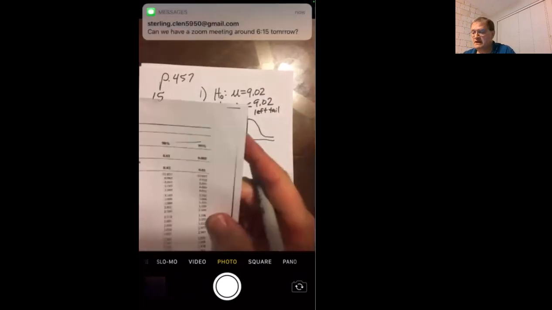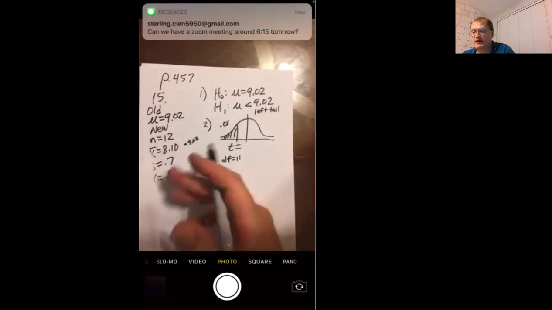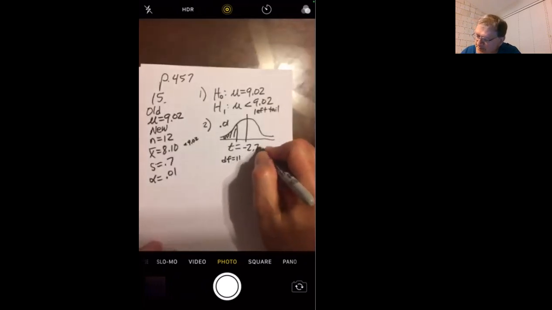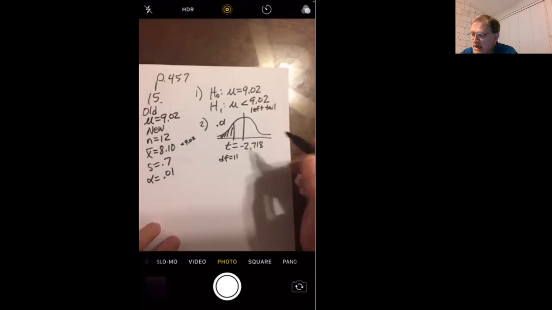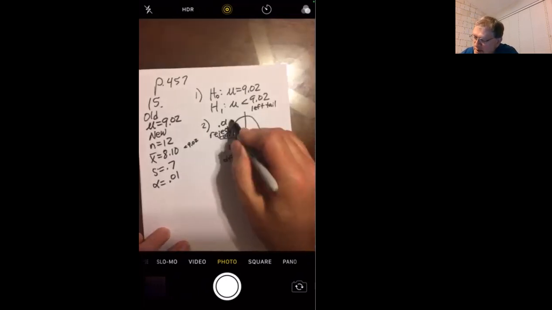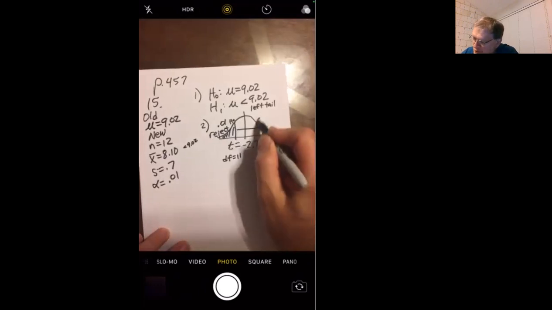Degrees of freedom 11, and area in the tail 0.01. 0.01 is the fourth column over. Degrees of freedom 11, 2.718. See that on screen, 2.718, but it's of course negative because it's on the left side. Once again, that divides reject null hypothesis from fail to reject.